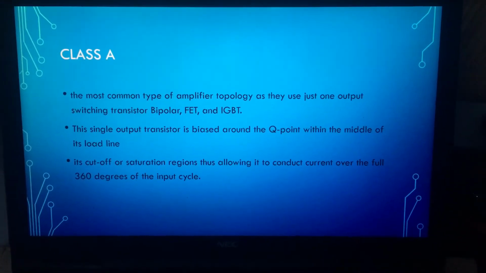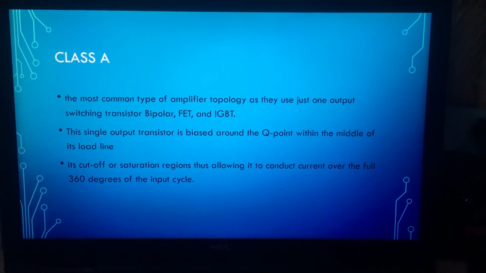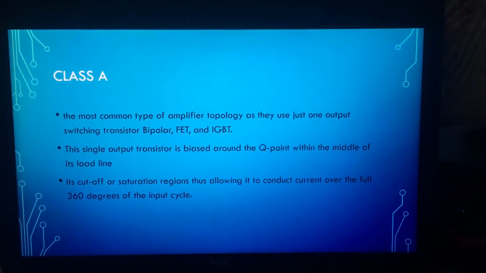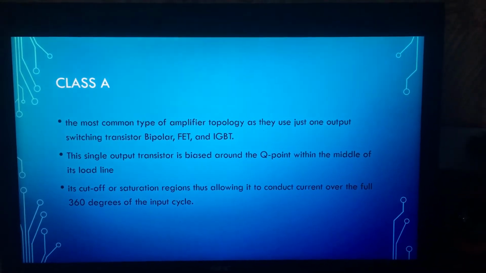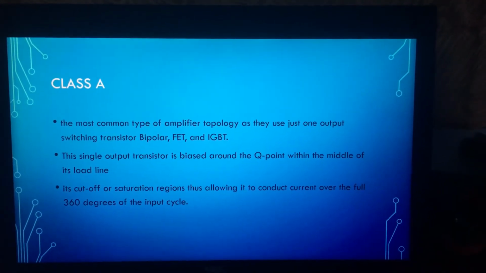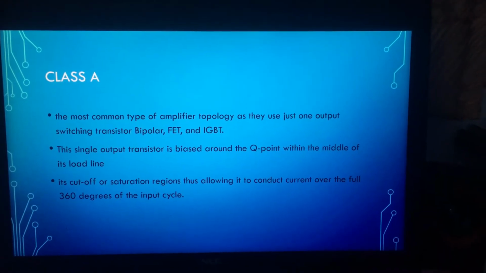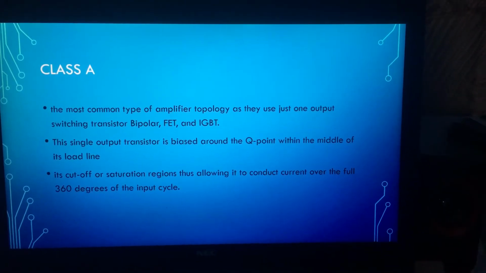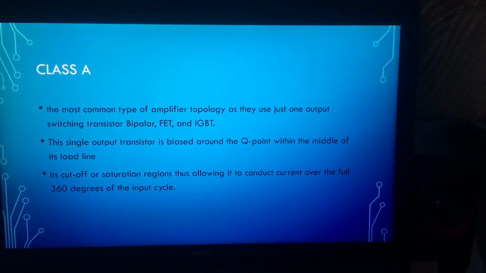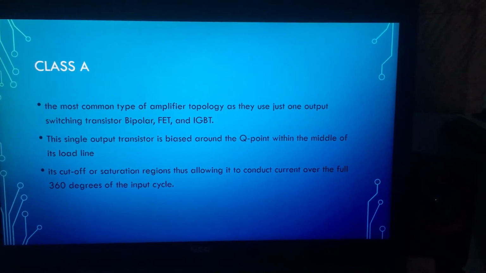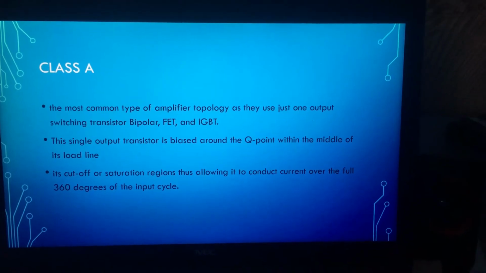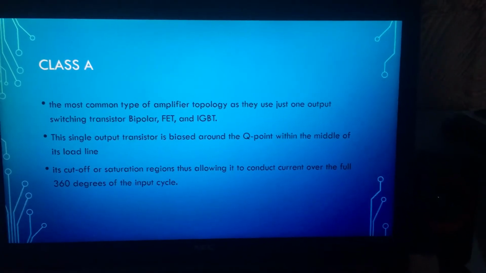Okay, for class A, the most common type of amplifier topology, as they use just one output switching transistor: bipolar, FET, or IGBT. The single output transistor is biased around the Q point within the middle of its load line, between its cut-off and saturation region, thus allowing it to conduct current over the full 360 degrees of the input cycle. Next.